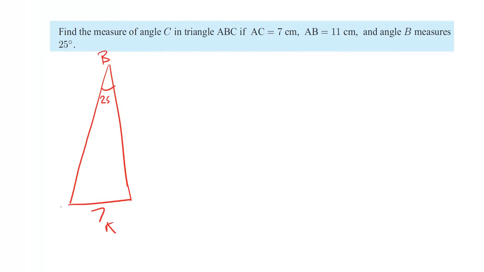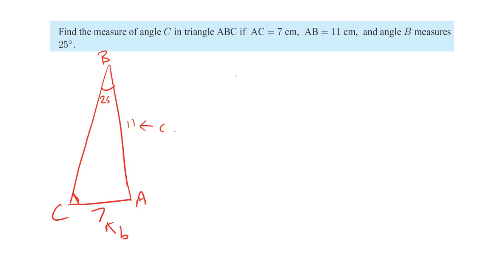So let's say that is A and that we've got C here. That will mean that this is lowercase b, the 7. We've got 11 here. This is going to be our c. And that is the information we've got. Okay, so looking at this, we've got to find the measure of angle C, so we want that to be involved in our question.